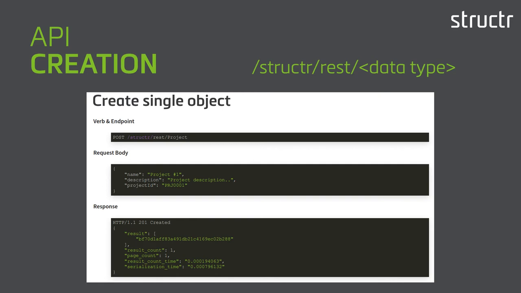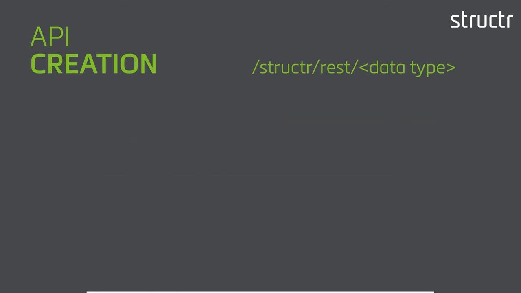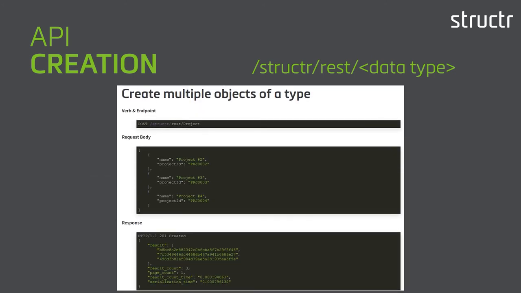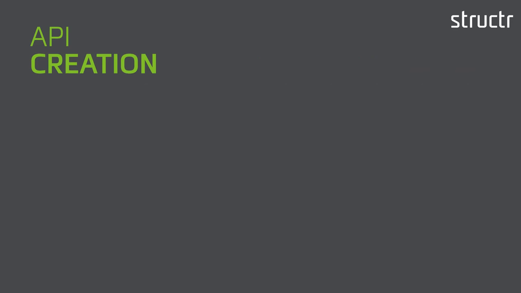API calls use the format /structr/rest followed by the data type. For example, to access the project data type, the path is /structr/rest/project. To create a new project using the API, use the POST method with the path /structr/rest/project. The same path can create multiple objects if we input a list of projects in the request body.